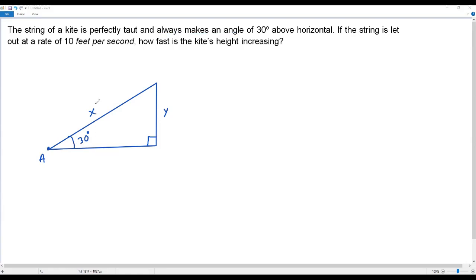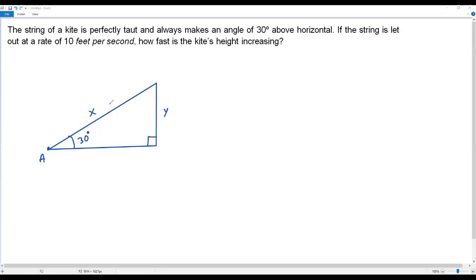So we have changes only in the length of the string and the height of the kite from the ground level. And the question says that the string is let out at a rate of 10 feet per second. So the length of the string is changing 10 feet every second. The string is let out 10 feet. This length, x, represents the length of the string. So x is increasing 10 feet every second.